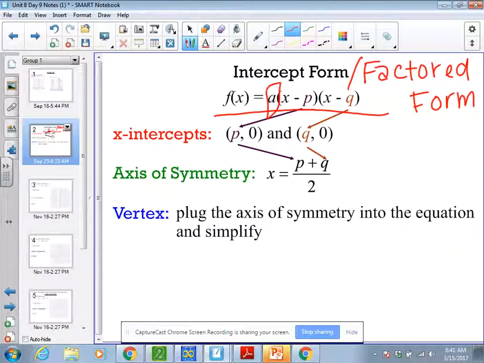So this equation looks like this. We still have the a, which remember tells us if it is going to open up or down. If a is positive, it's going to open up. If a is negative, it's going to open down. So I have a times x minus p times x minus q.